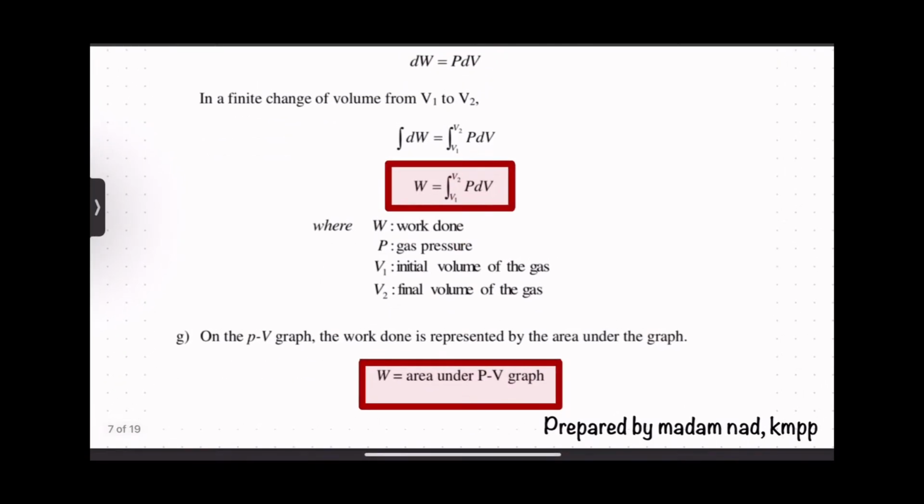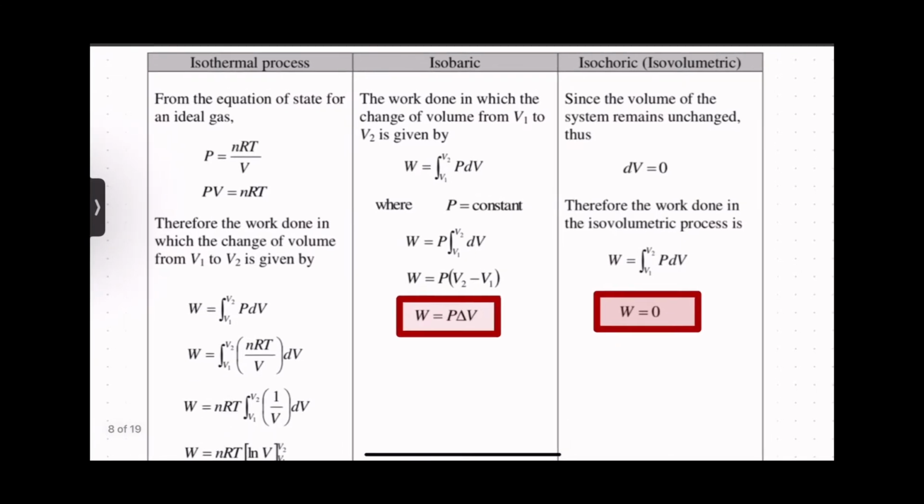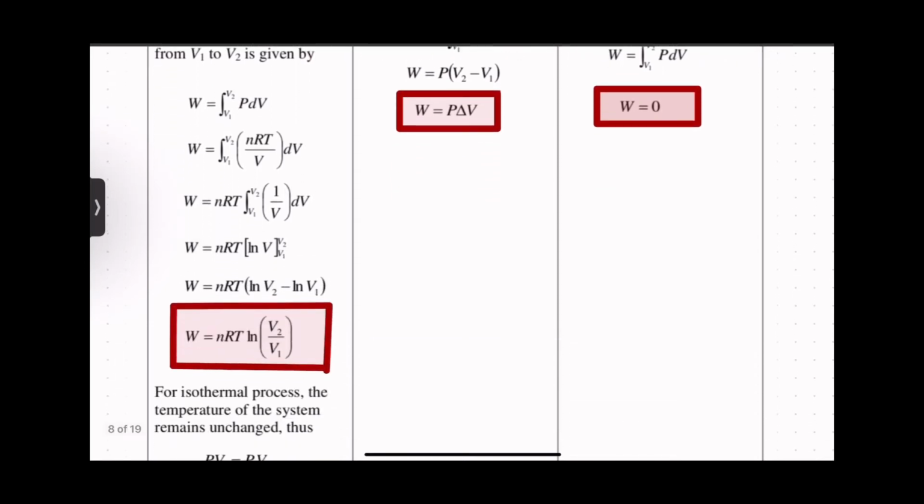Okay, so work done. P is the gas pressure, V1 is the initial volume of the gas, V2 is the final volume of the gas. So on the PV graph, we know that the work done is represented by the area under the graph. So if you want to calculate work done, you can also calculate it from the area on the PV graph. Area under the PV graph is the work done. Okay, since we have the cases of isothermal, isobaric and isochoric process, based on the isothermal process, it comes from the ideal gas equation PV equal to nRT. Therefore the work done for a change of volume from V1 to V2 is given by this equation.